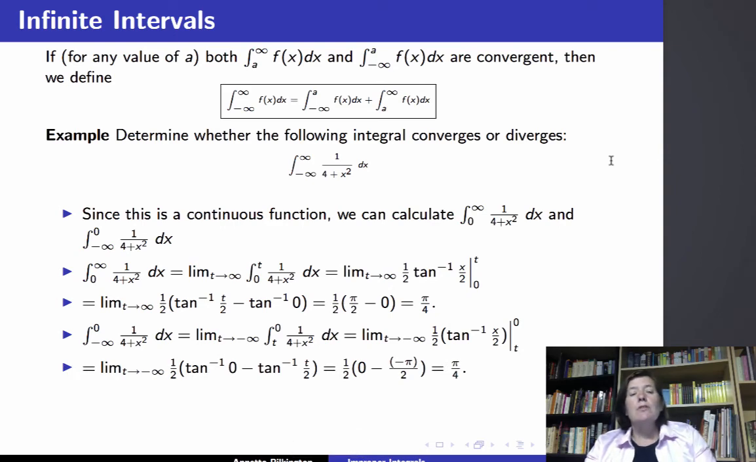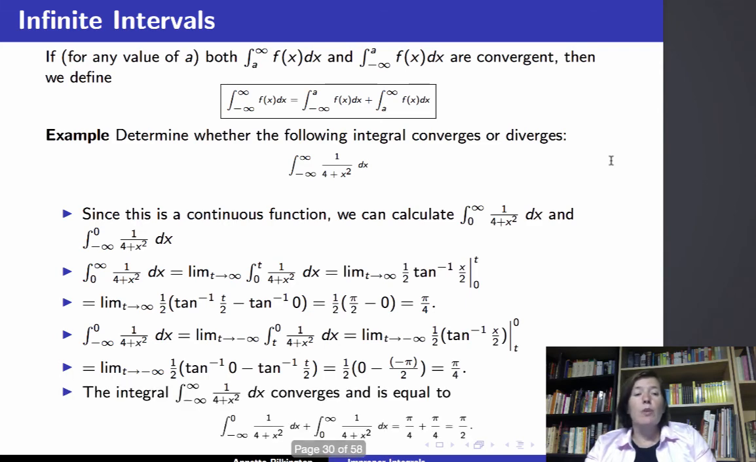So this is the limit as t approaches negative infinity of 1/2 times 0 minus tan inverse of t over 2. And as t approaches negative infinity, tan inverse of t over 2 approaches negative pi over 2. And again, this is something you can see from the graph. And our answer here is once again pi over 4. However, you could derive this from the symmetry of the function 1 over 4 plus x squared around the y-axis.